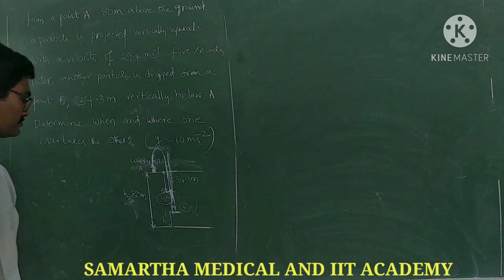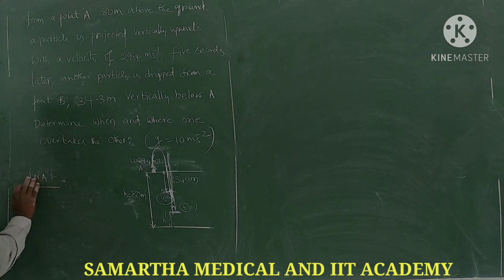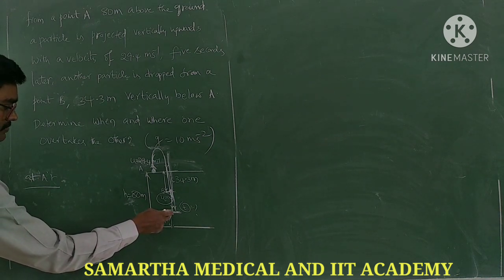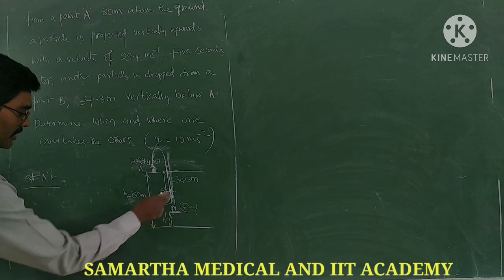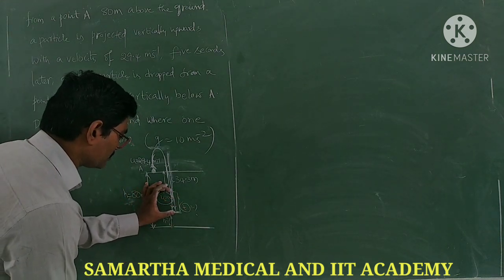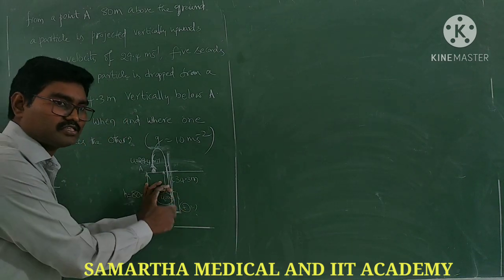See here. Now you tell me that. First we will write that. For the point A, at point A, the body is vertically projected in the upward direction. So this height I need to calculate, this distance I need to calculate. I don't know how much distance is covered. I need to calculate the distance for this second body.